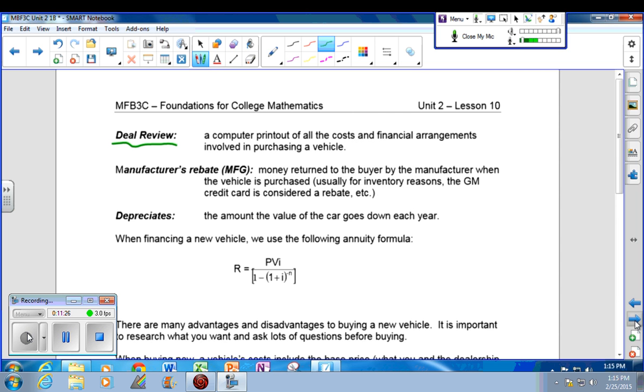But basically, it's a sheet that gives you everything you need to know about the purchase, and the bottom line on the deal review is how much you're going to pay. Okay, it'll tell you what your payments are, everything.